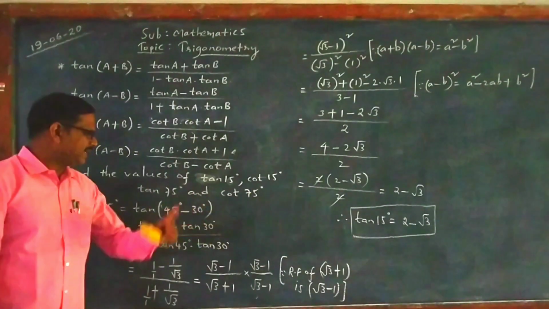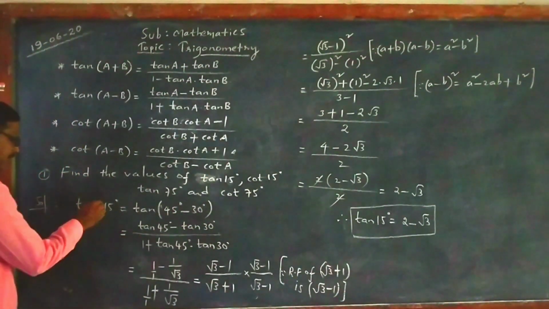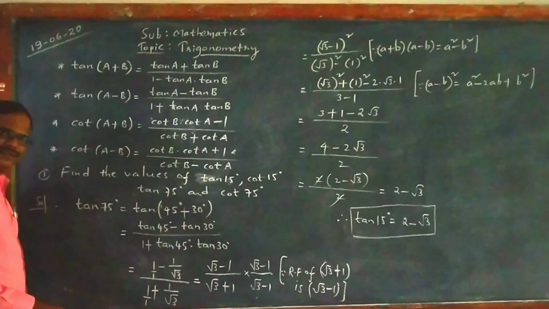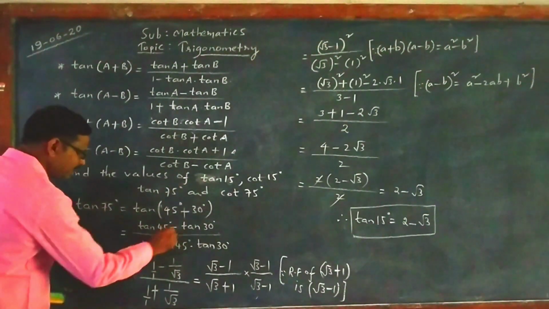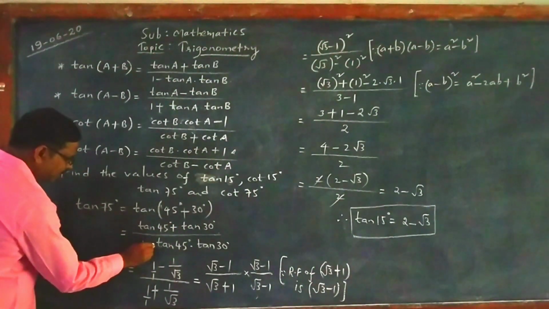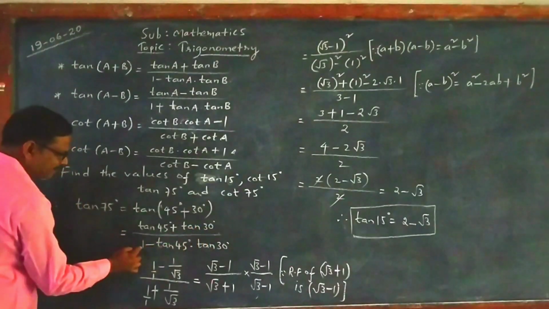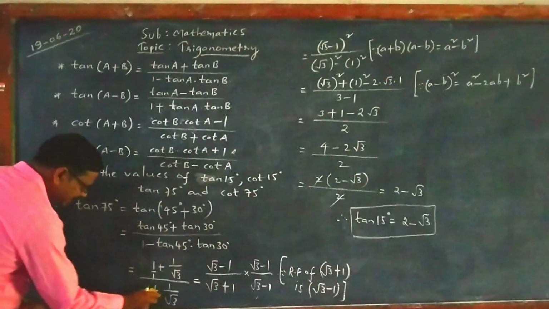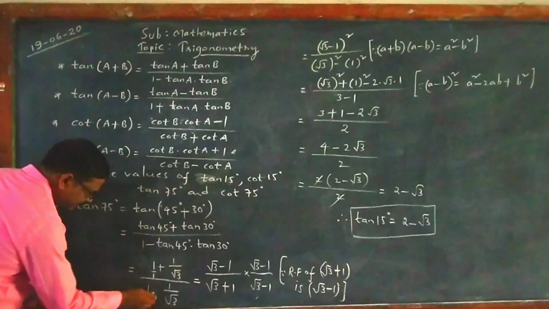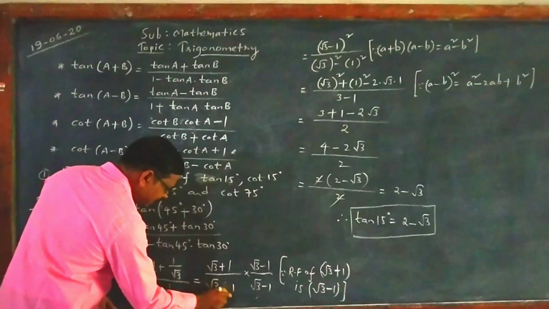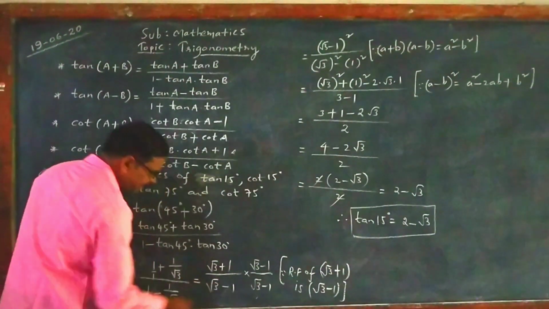Similarly, we can find tan 75. I can do here tan 75. Can I write plus? I just change the symbols here. Plus, because the tan a plus b formula is tan a plus tan b by 1 minus tan a tan b. So here you will get plus, here you will get minus. I am changing just that. Here you will get plus, here you will get minus.